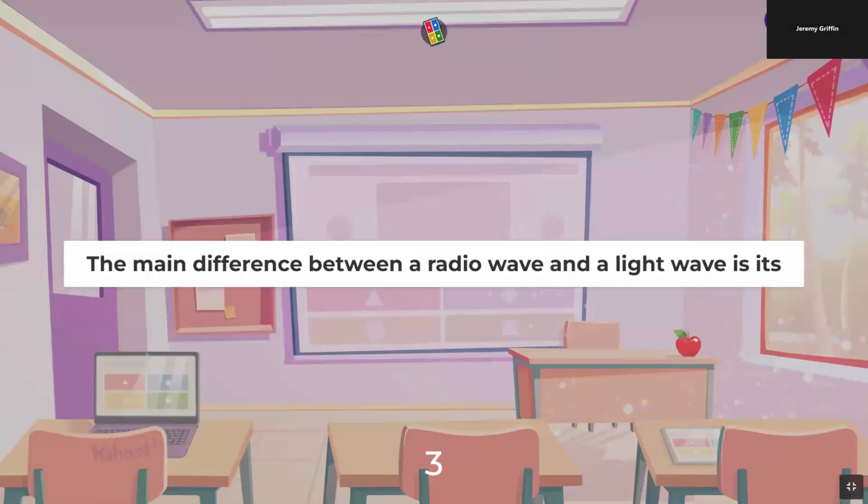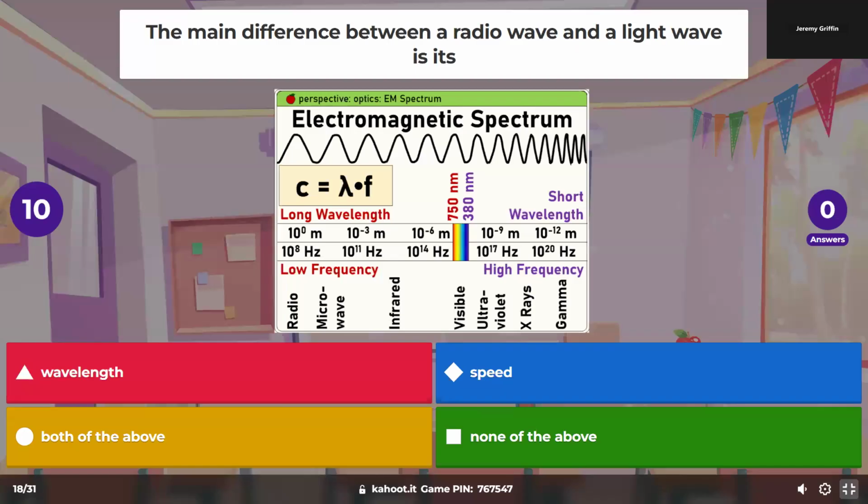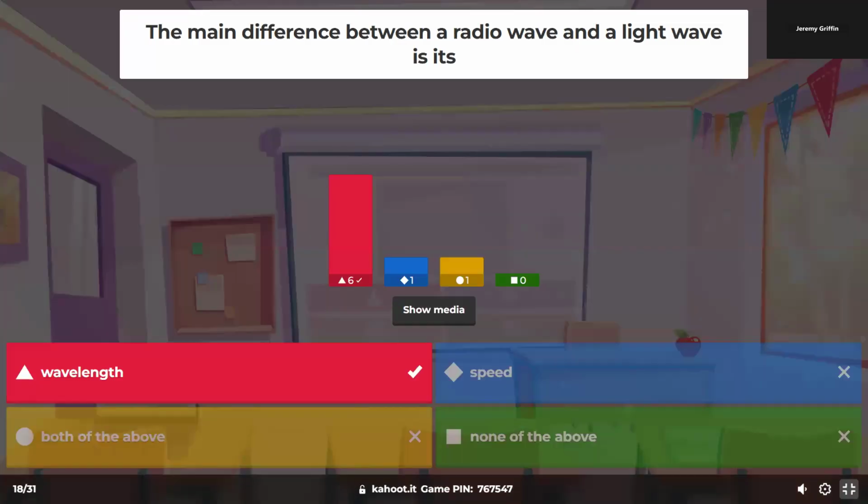The main difference between a radio wave and a light wave. Because they all have the same speed, don't they? They all travel at the speed of light. They're all electromagnetic. So different wavelength works. What else could also have been a good answer? It's just not an option up there. They also have different what? Frequency. So wavelength works, frequency would also work too. But they all have the same speed.